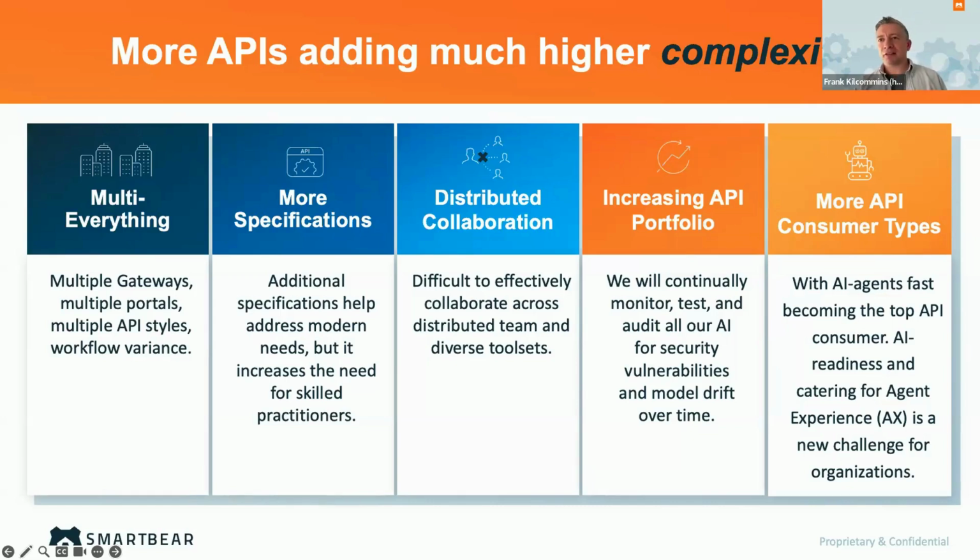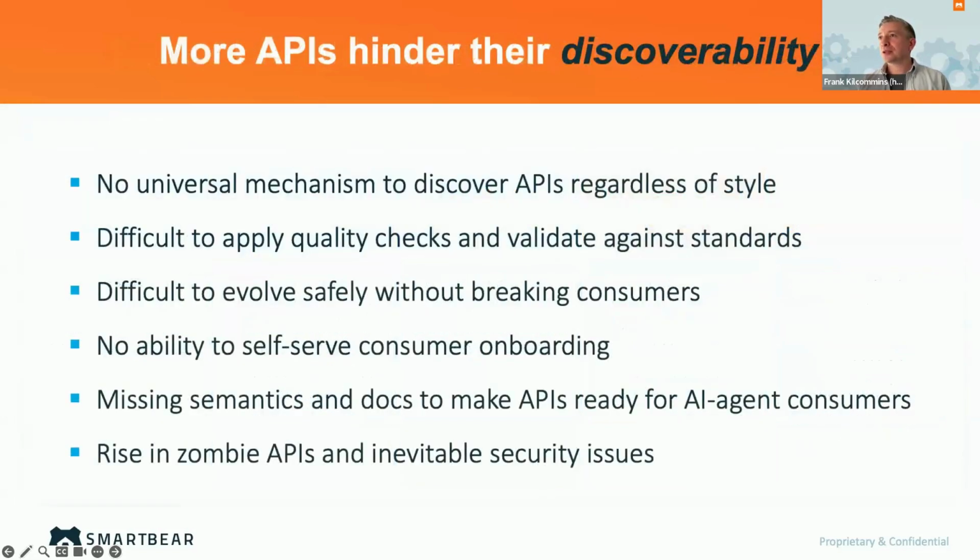And as well, let's not forget that there's more API consumers entering the market. So it's not alone just human consumers anymore. We now also have to be able to cater for agentic experiences, and that's putting additional burden and additional requirements on us. Now, when we have more APIs, we have increased complexity, and that also makes discoverability of the right API that we want to consume a little bit more difficult. So we're losing the ability to have a universal mechanism for discovering APIs irrespective of their style.